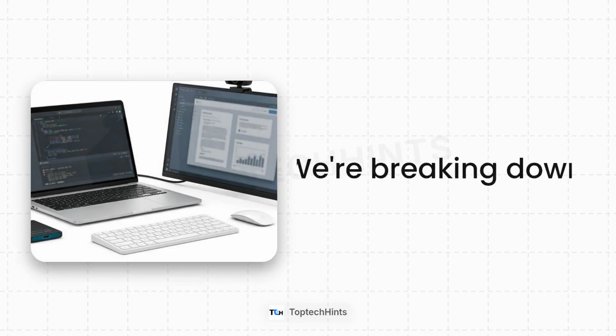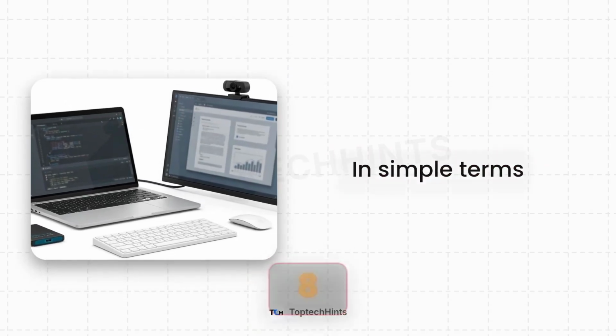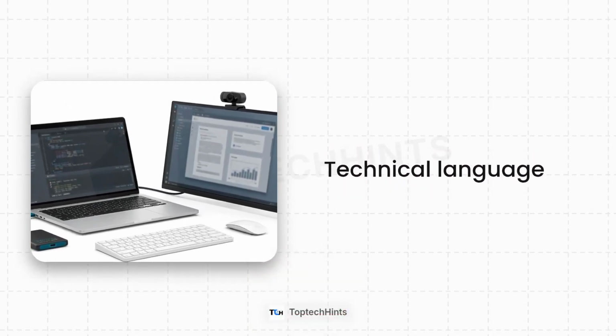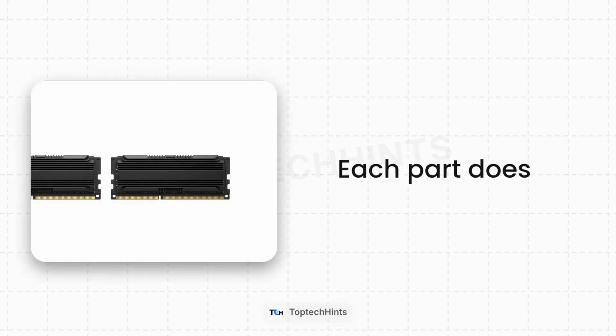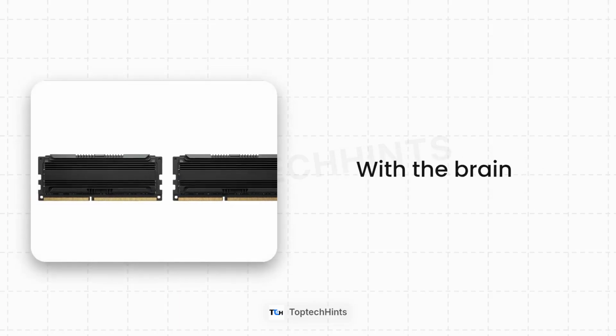Today, we're breaking down the 8 most common PC components in simple terms. No complicated technical language, just what each part does and why you should care. Let's start with the brain of the computer.